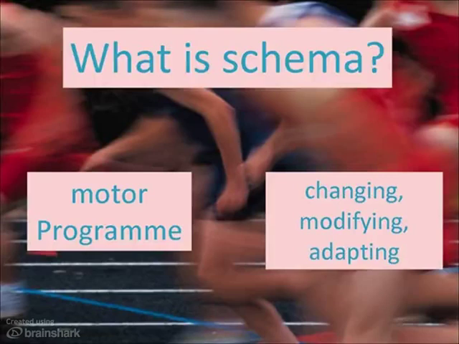So for example, we'd have a motor program for kicking, we'd have a motor program for throwing, we'd have a slightly more sophisticated motor program for the tennis serve. So these are patterns which are stored in the brain. Now, schema is this concept where we change, we modify, we adapt, we update the motor program. So we're not using the same motor program for every single situation we find ourselves in. We're constantly changing it, modifying it, updating it, depending upon the situation we are in.